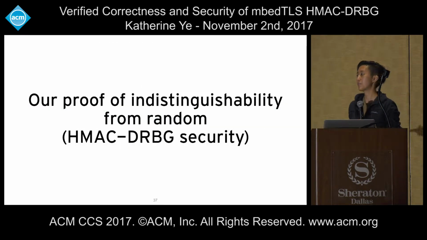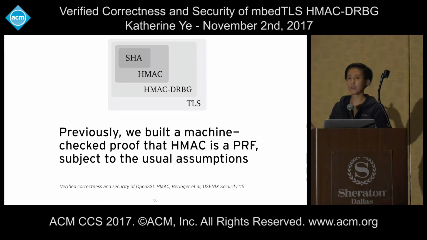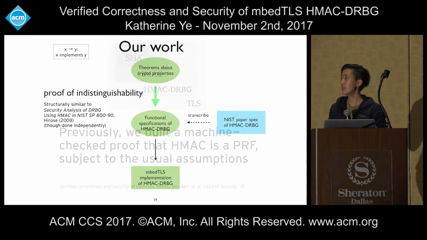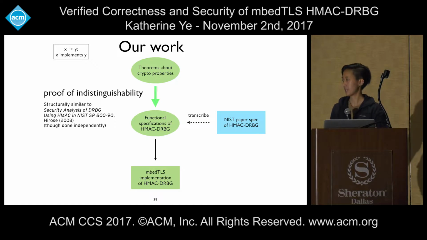How does our proof of indistinguishability from random work? Let's dive into that. So first, it relies on a proof of HMAC being a PRF, which in fact we have mechanized earlier in our Usenix Security 2015 paper. And that HMAC proof itself relies on standard assumptions about SHA being a good hash function and being collision resistant. So this section is going to talk about that first green arrow, the proof of indistinguishability.